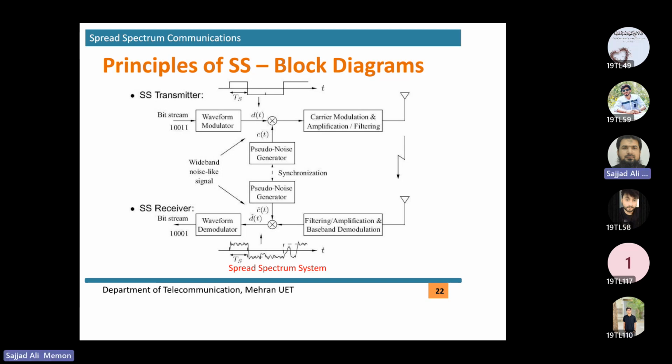Whereas if you include the spread spectrum, you will add the pseudo noise generator that will be multiplied with the data signal d(t). c(t) is your code that is used to spread the signal. Other things will remain the same. Before receiving, we despread the signal before the demodulation at the receiver.